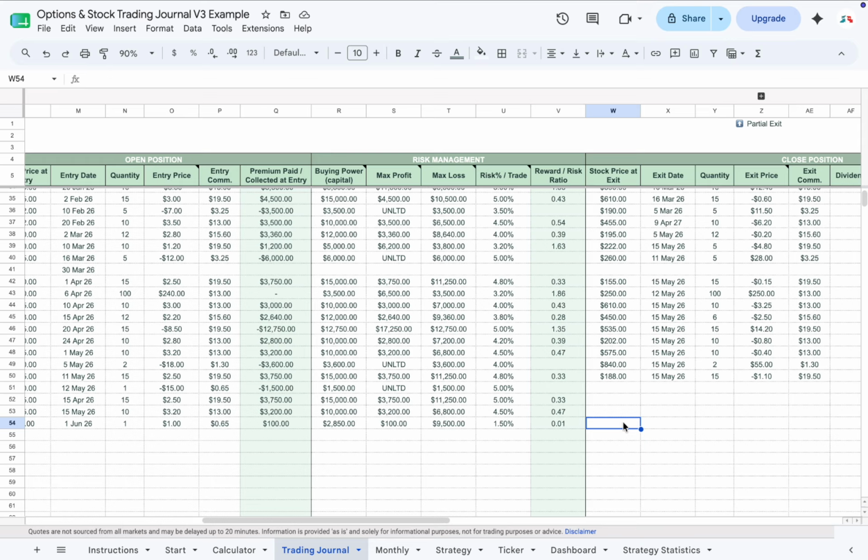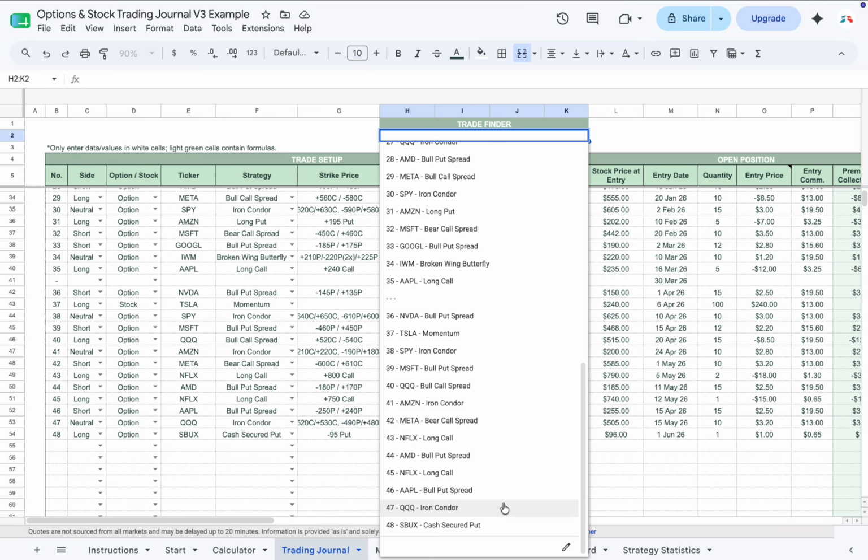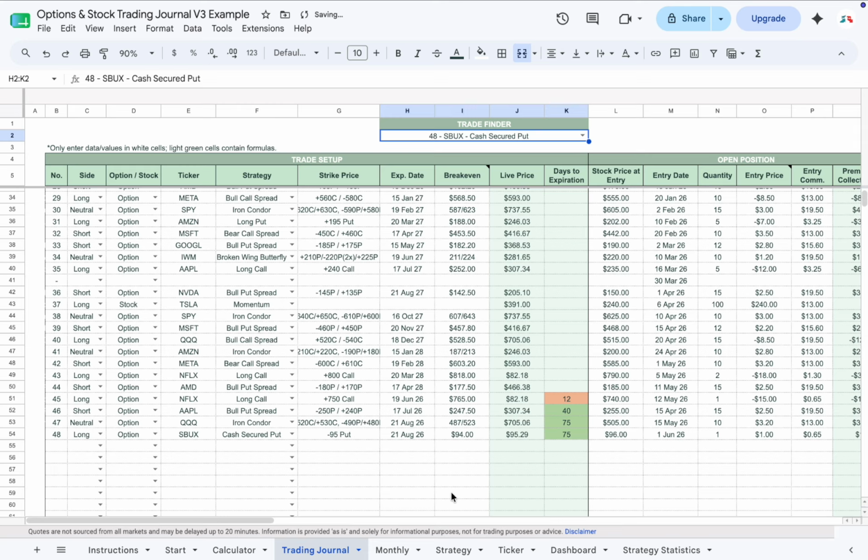As your trading history grows, finding a specific trade can become difficult. To make things easier, use the trade finder at the top of the sheet. Simply select a trade from the drop-down list and the corresponding row will be highlighted automatically.